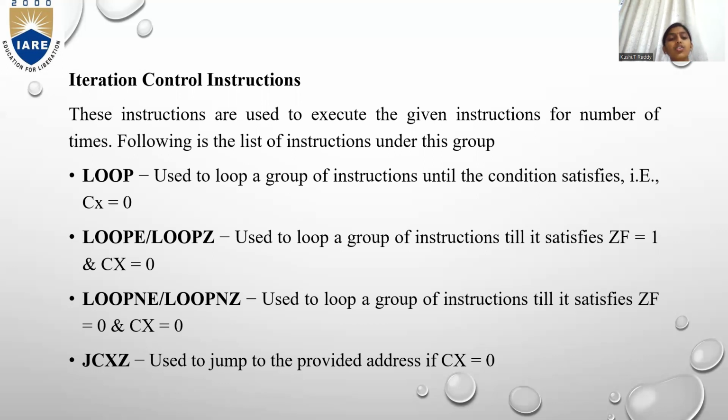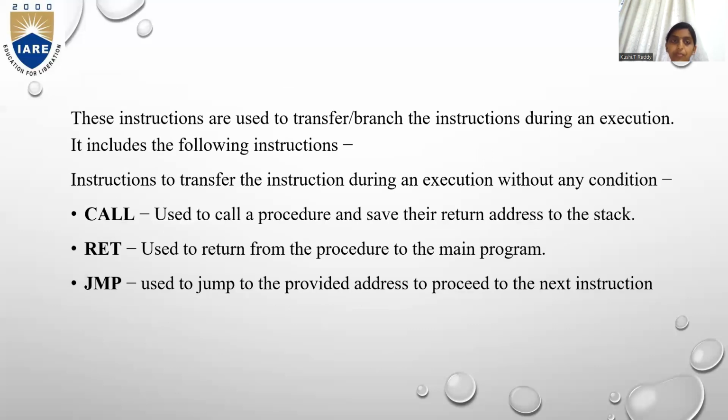LOOP is used to loop a group of instructions until the condition is satisfied, that is CX is equal to 0. LOOPE or LOOPZ is used to loop a group of instructions till it satisfies ZF equal to 1 and CX not equal to 0. LOOPNE or LOOPNZ is used to loop a group of instructions till it satisfies ZF equal to 0 and CX not equal to 0. JCXZ is used to jump to the provided address if CX is equal to 0.